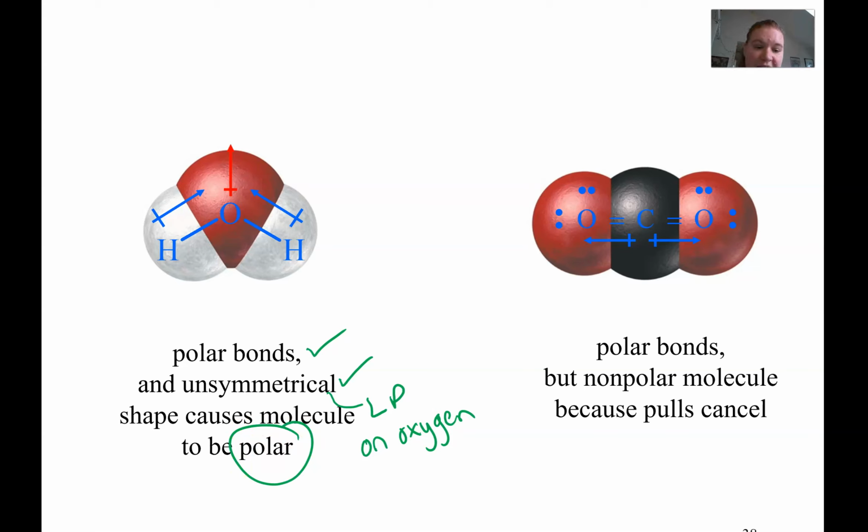Carbon dioxide, it has polar bonds. So we're looking at the difference between carbon and oxygen, polar bonds. But this is a symmetrical molecule. We don't have any lone pairs on carbon, and the types of atoms attached to carbon are the same. They're both oxygens, and so that means that this is going to be a non-polar molecule because it doesn't fit into both categories.